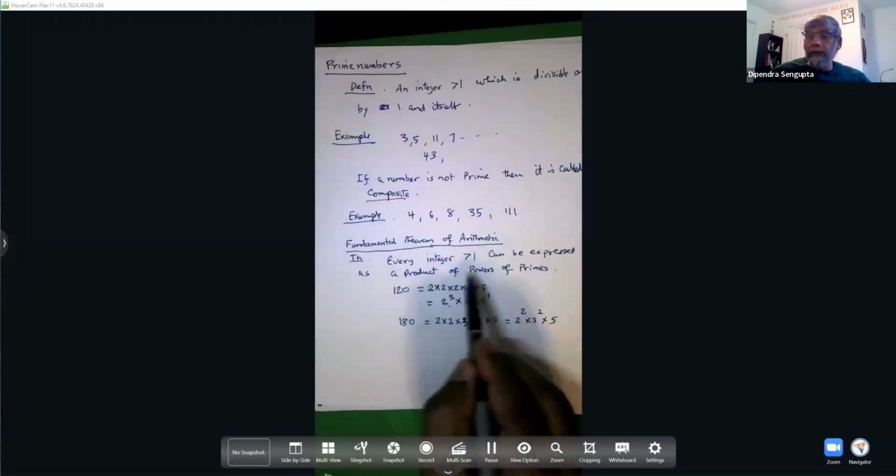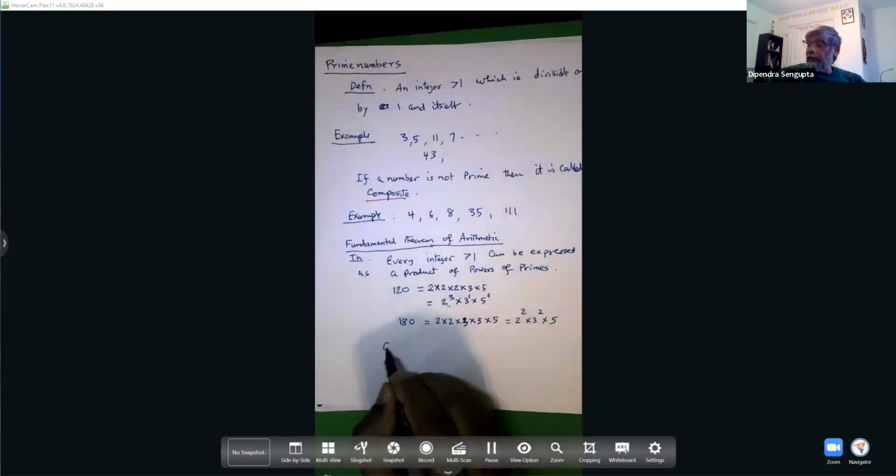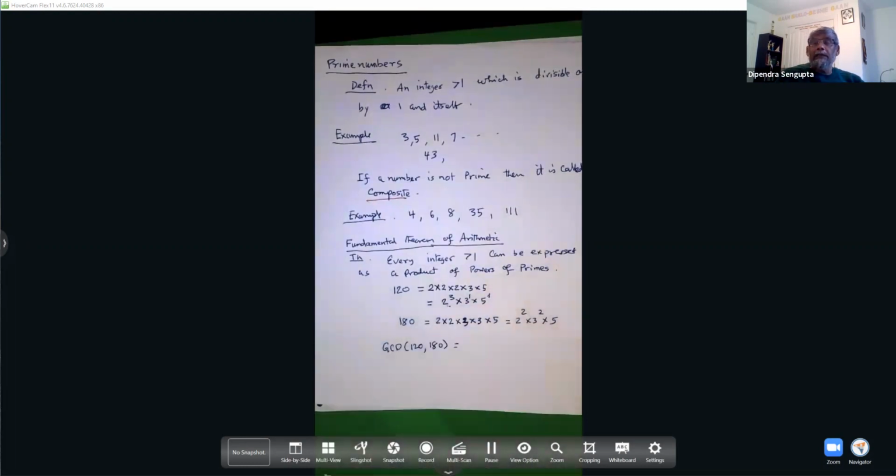So this theorem is good. You can always do that, but these 2, 3, 5 are prime. Make sense? So this also allows you to find the GCD between these two numbers. GCD means the greatest common divisor.